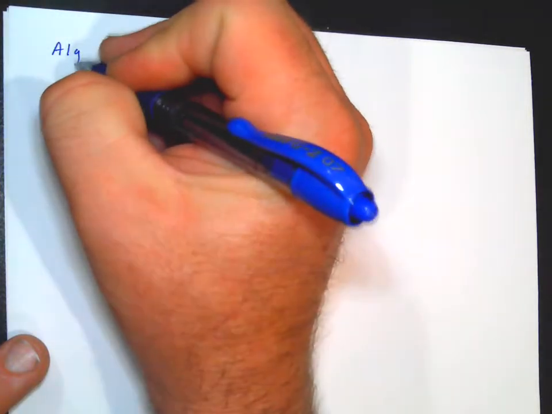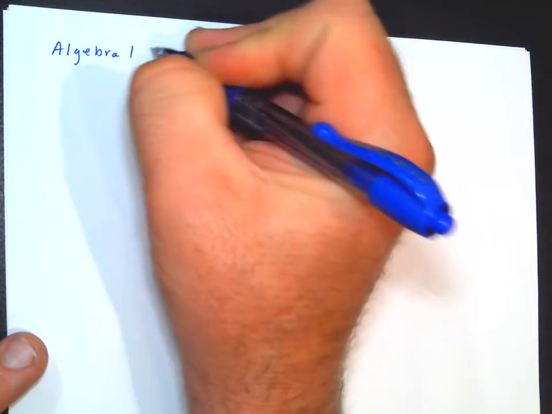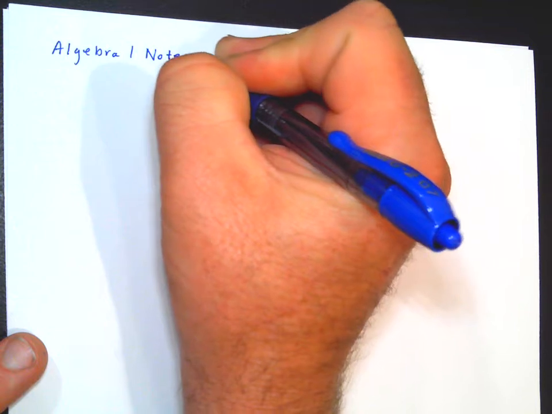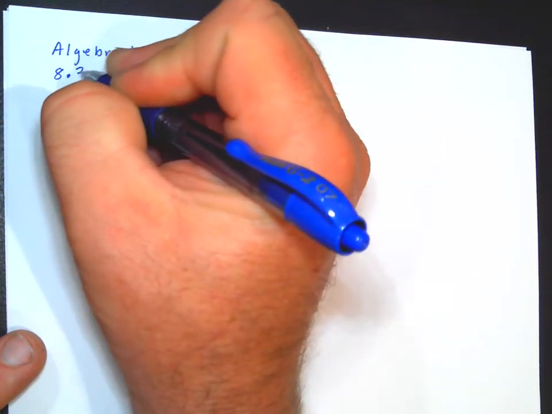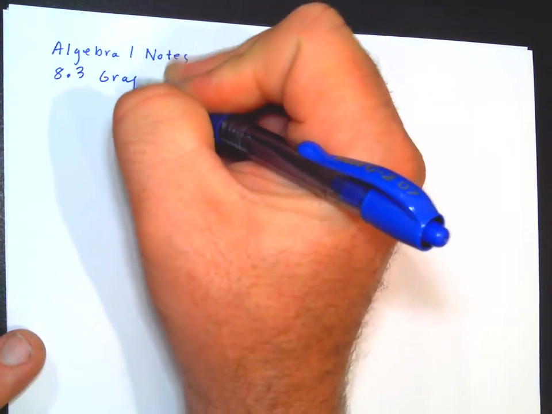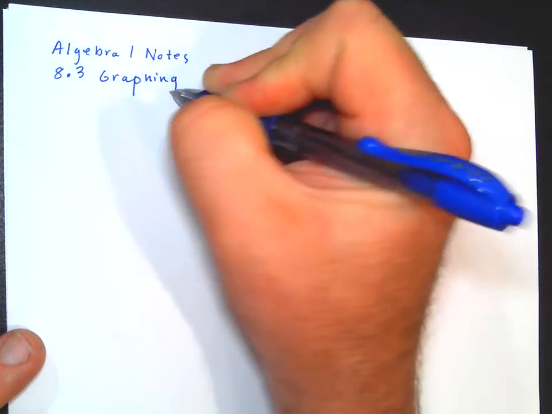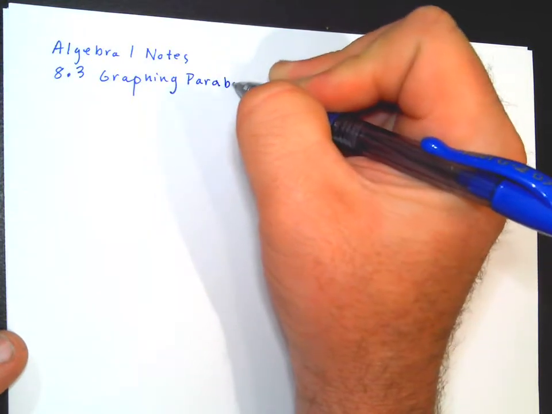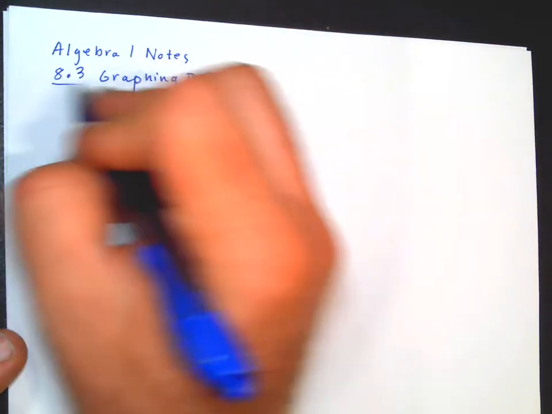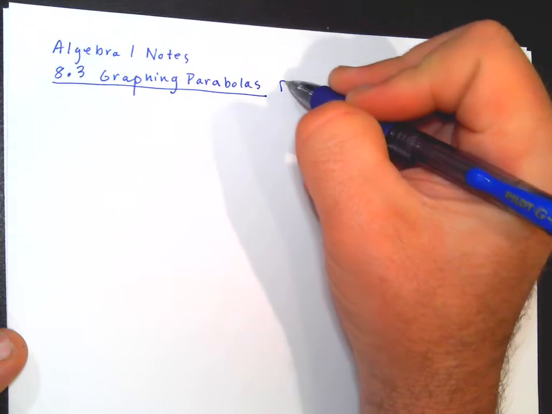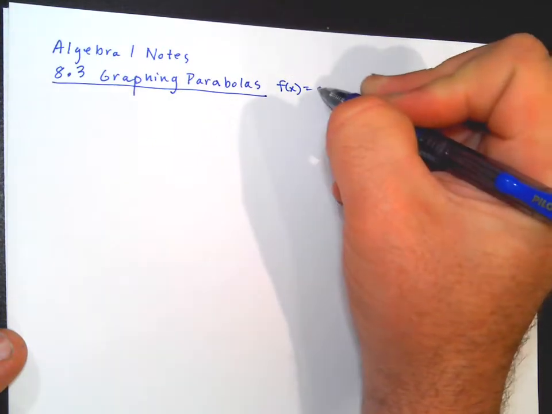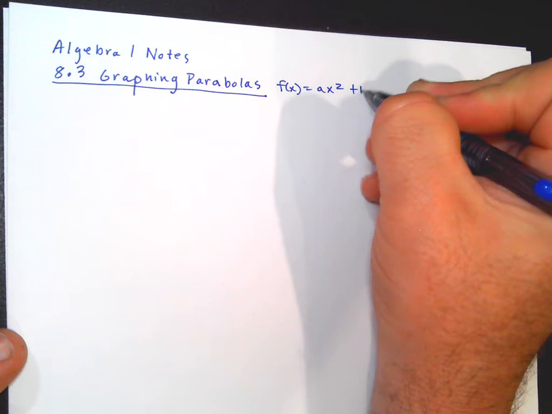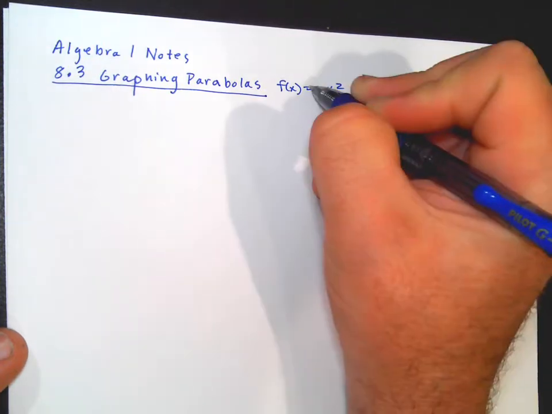All right. Algebra 1 notes. This is section 8.3, graphing parabolas, which we have been doing. We're just going to add something to it. Graphing parabolas, they're going to look like this: f of x equals ax squared plus bx plus c.